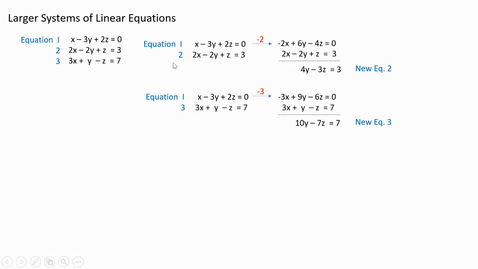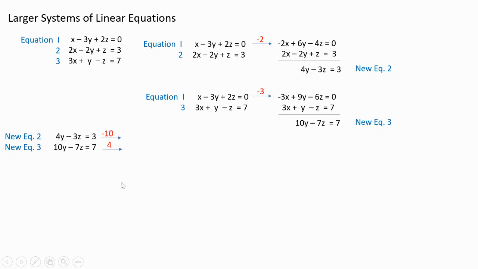Now, the second step after we do that, we take the new equation 2 and equation 3, and we get rid of the Y's. So here, I'm going to multiply equation 2 by -10 and equation 3 by 4. Because this way, -10 times 4 will give us -40, and 4 times 10 will give us 40, and when we add them, they'll be eliminated.